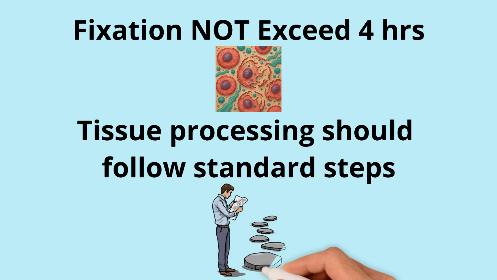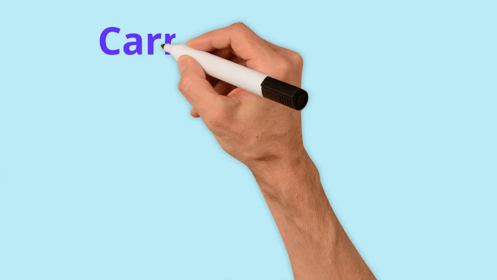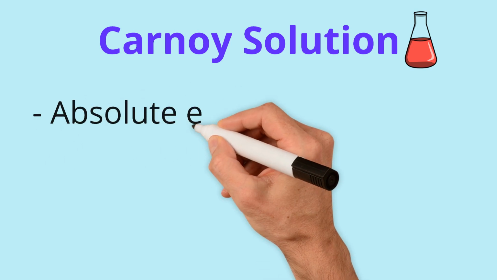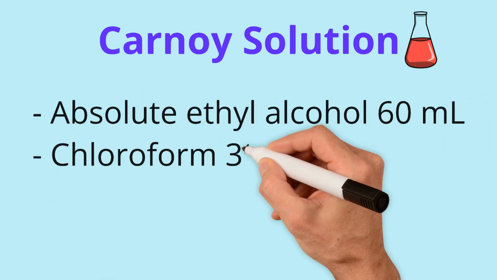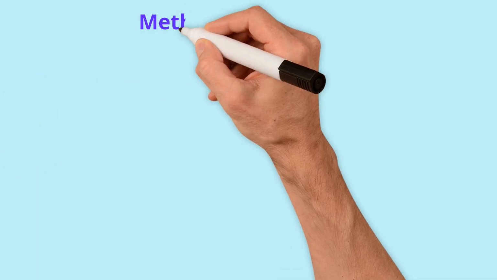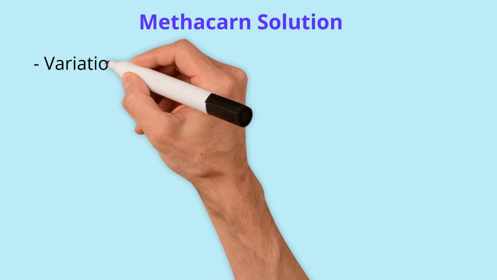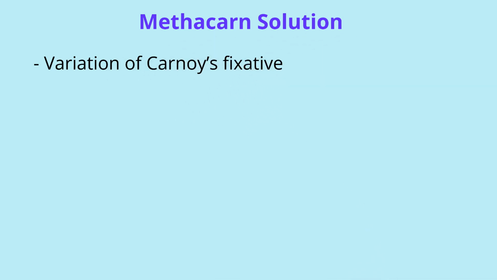Tissue processing should follow standard dehydration steps through 95% alcohol, absolute alcohol, and xylene. Alternatively, it can begin directly with absolute alcohol. Carnoy solution is composed of absolute ethyl alcohol, chloroform, and glacial acetic acid. Methacarn solution is a variation of Carnoy's fixative that uses methyl alcohol instead of ethyl alcohol.